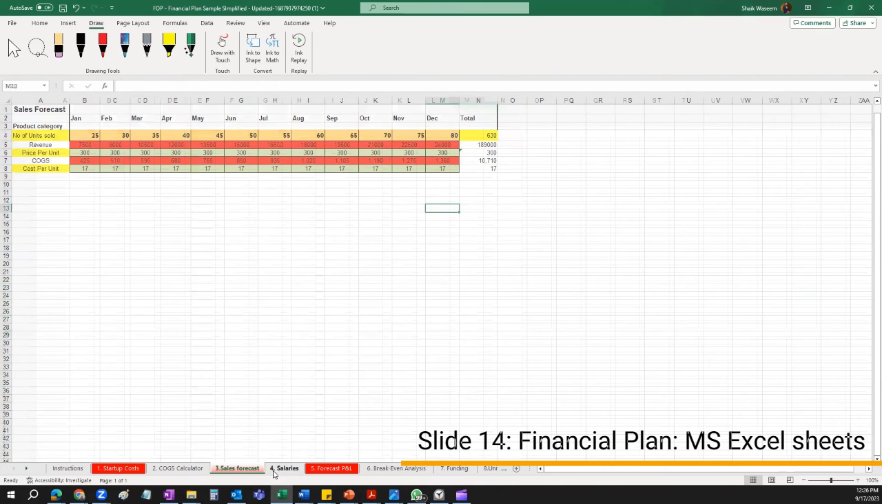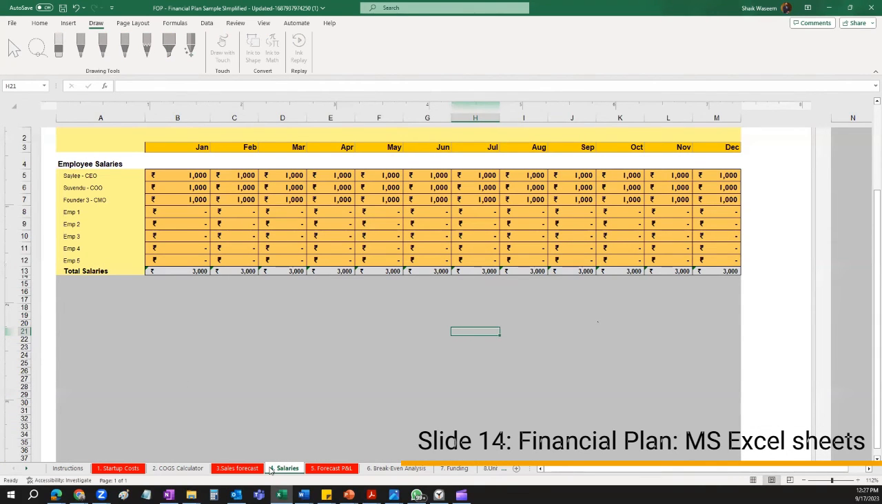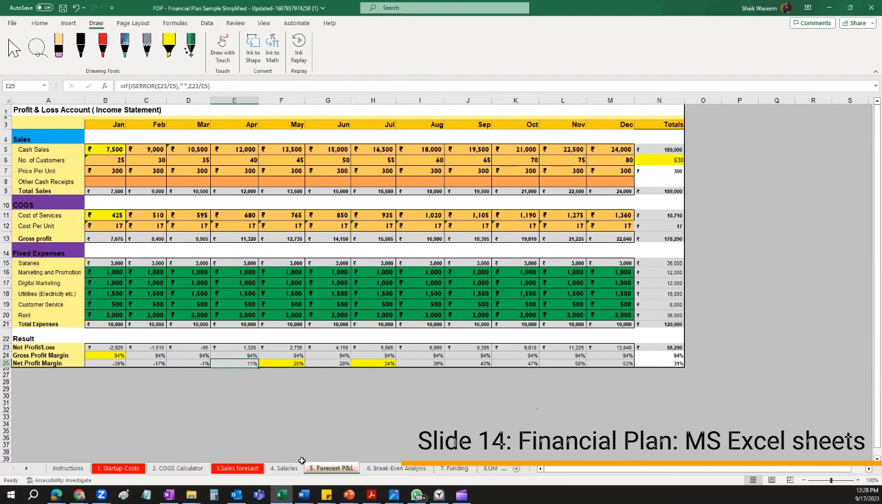After sales forecast, we go to the salaries. This is where you specify the salaries that you withdraw month on month. After the salaries, we go to the forecast. So this is a 1-year P&L statement, which is already calculated. We only need to fill the columns which are highlighted in green.